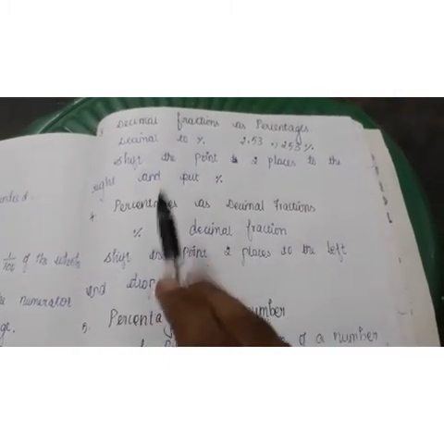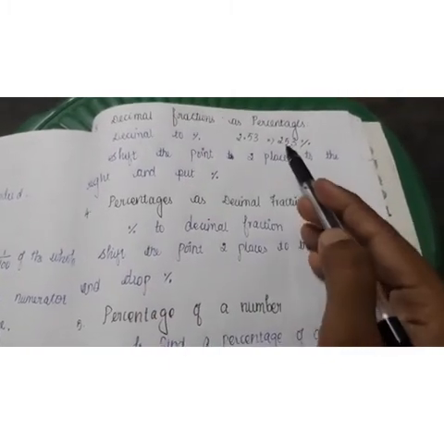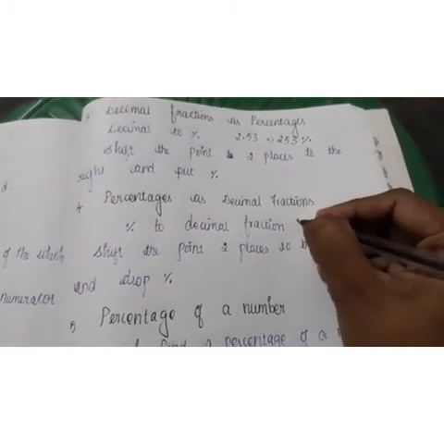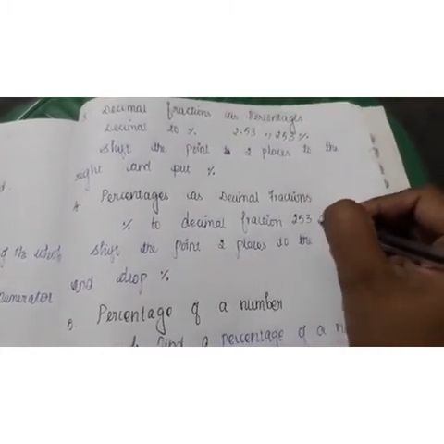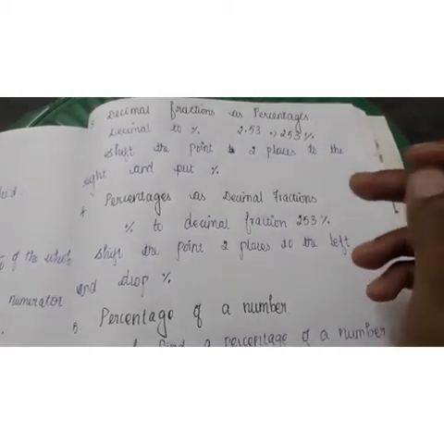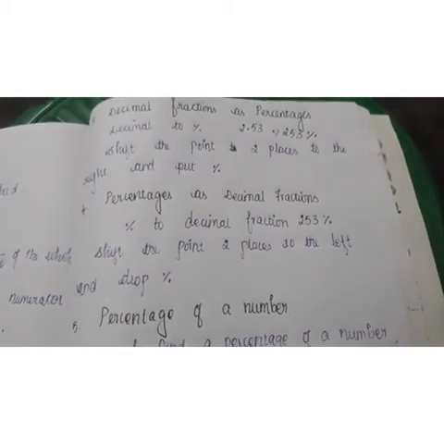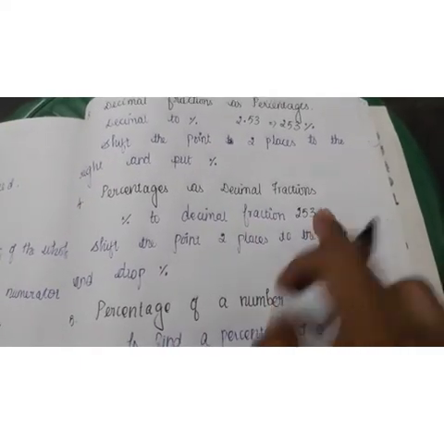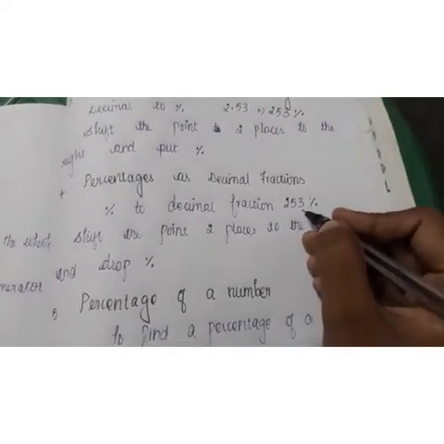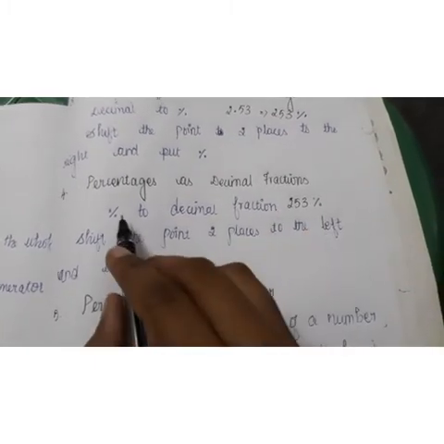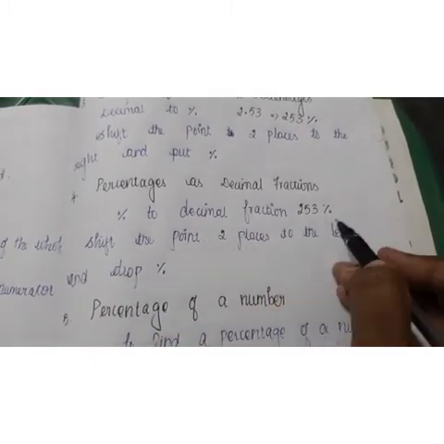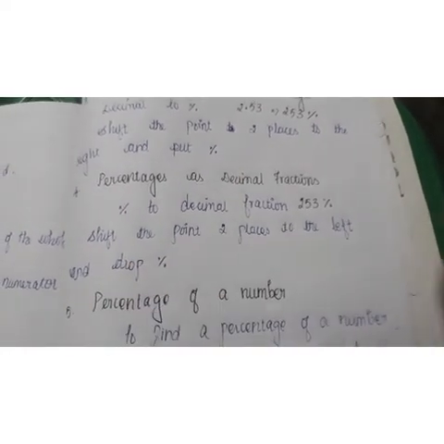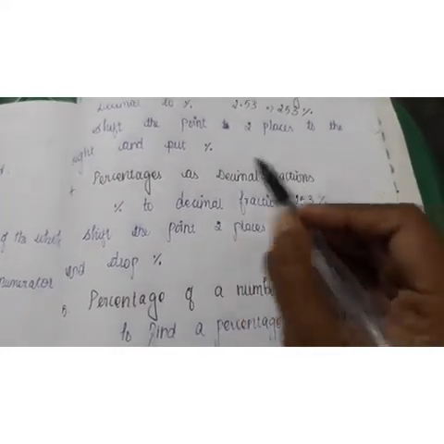Then here you can see percentage as decimal fraction. If a percentage is given and you have to convert it into a decimal fraction, same thing, take this one, 253 percentage. How will you convert this? Just shift the point 2 places to the left and drop the percentage. Drop percentage means remove the percentage sign, because we are converting into a decimal fraction.